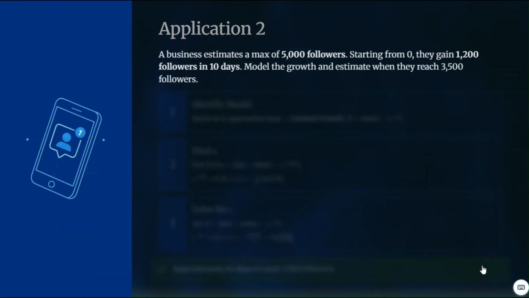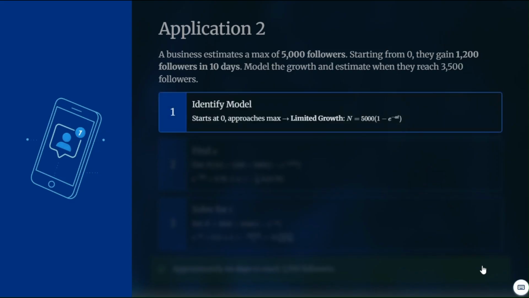Now, a business estimates a maximum of 5,000 followers. Starting from 0, they gain 1,200 followers in 10 days. We want to model the growth and estimate when they reach 3,500 followers. So first we need to identify the model. It starts at 0, but it approaches a maximum. In this case, there's only 5,000 followers maximum. So that will be an example of limited growth where M is 5,000. If we define this by n, the number at time t, that will be equal to 5,000 times 1 minus e to the power negative at.